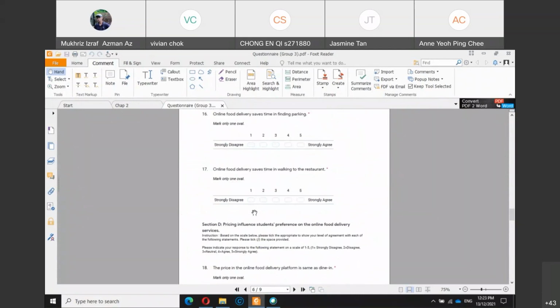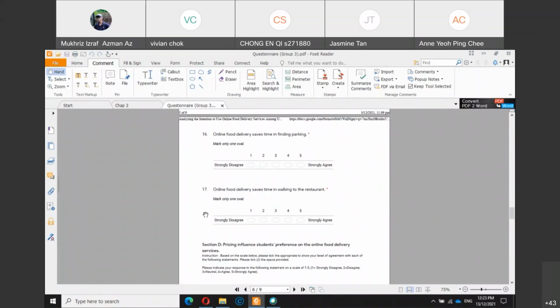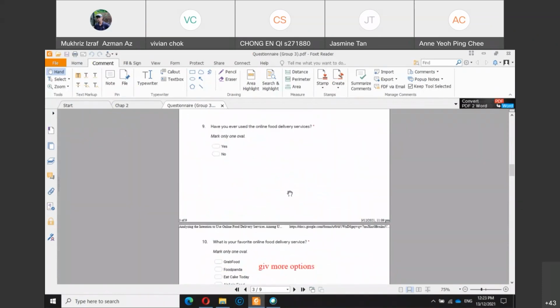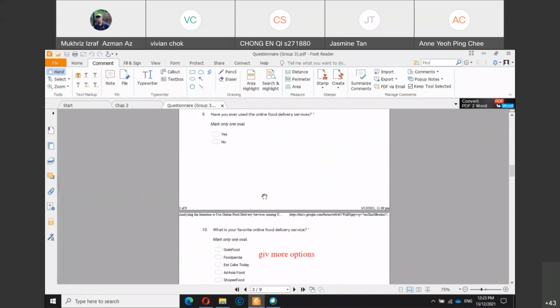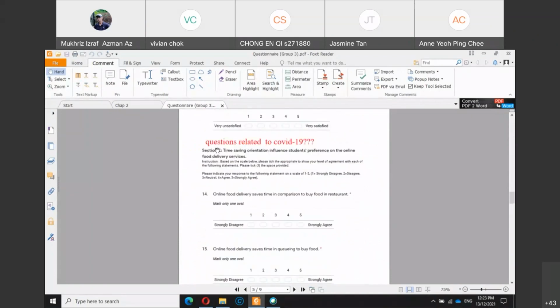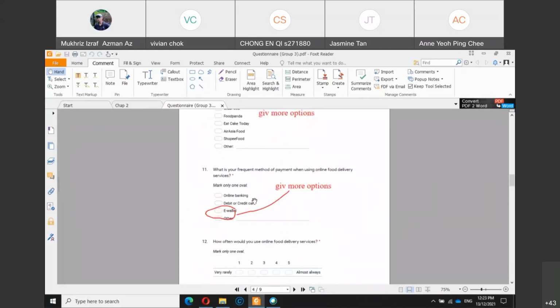I mean, assuming that people use online delivery services more during the COVID-19 lockdown, during the PKP. You cannot travel, you cannot go out, and because of that it doesn't match the scope of your study. You are talking about using delivery services during the COVID-19 pandemic, but there is no question at all on COVID-19. That's why I put a note here. So make sure you make the necessary adjustments, add questions related to COVID-19, and you need to think about how you are going to modify the questions.